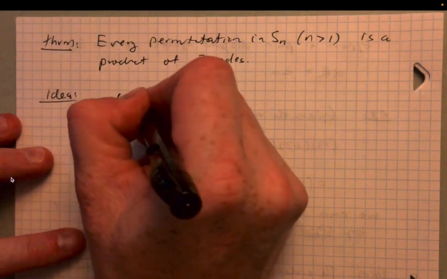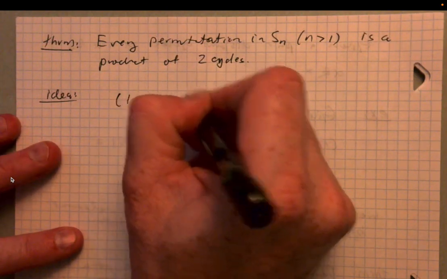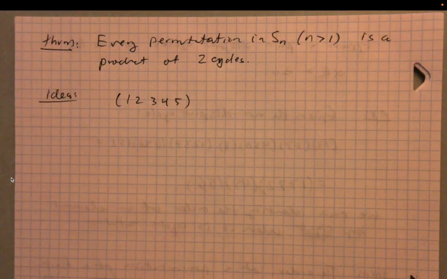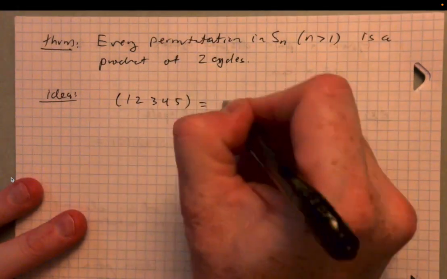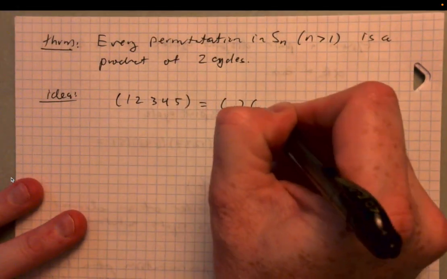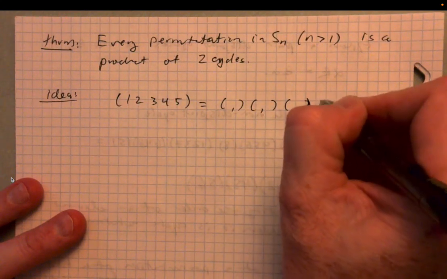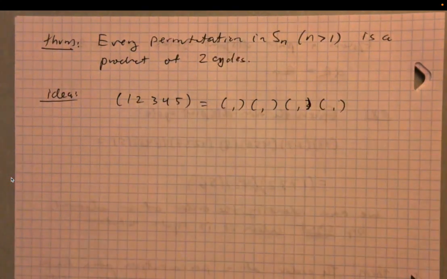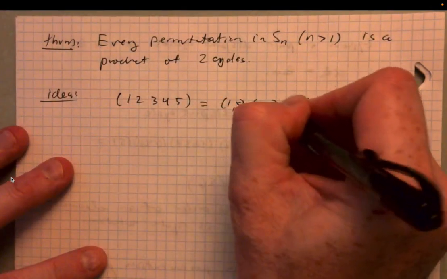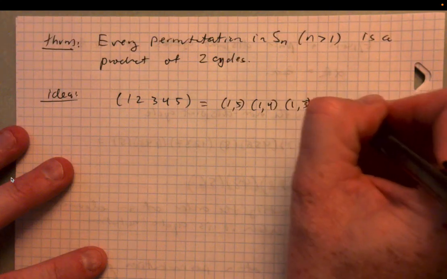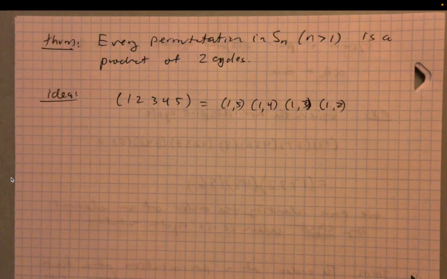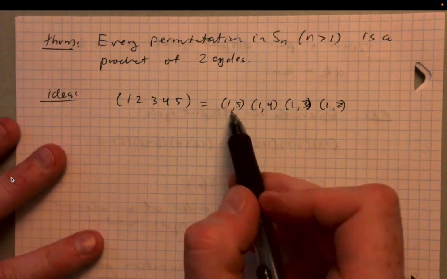So if I have 1, 2, 3, 4, 5, what this is saying is there's a way to write this permutation using just some product of 2 cycles, you know, whatever they happen to be. 1, 5, 1, 4, 1, 3, 1, 2, for example. Okay. Does this one work?